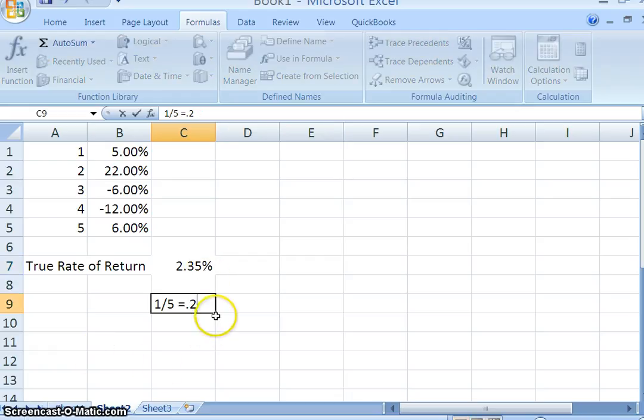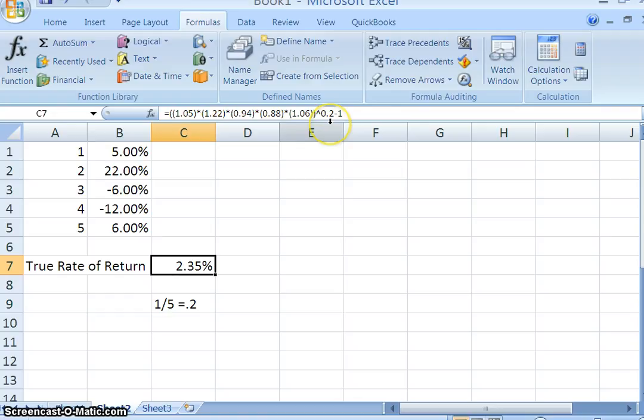And again, the way that we came up with this 0.2 power was to take 1 divided by the number of returns that we are averaging. So 1 divided by 5 is the equivalent of 2/10, and so that's why we take it to the 2/10 power.